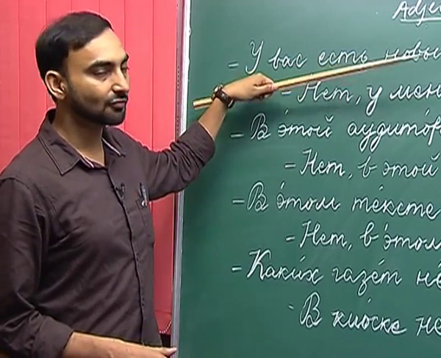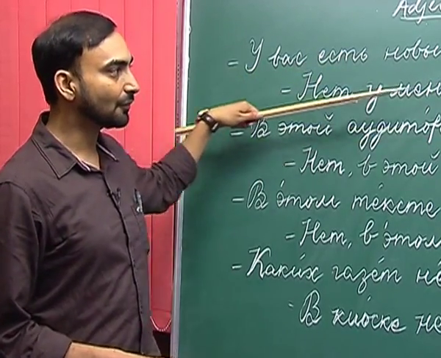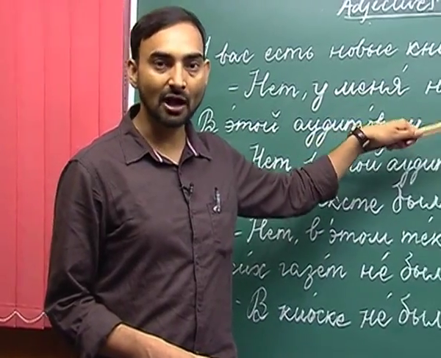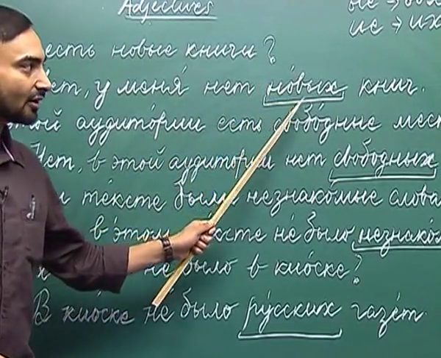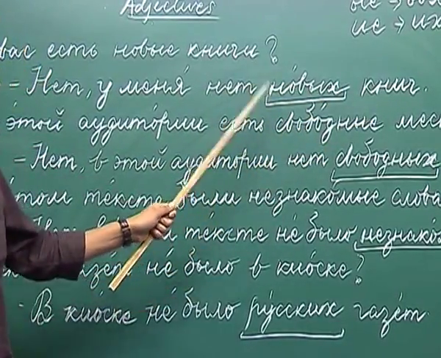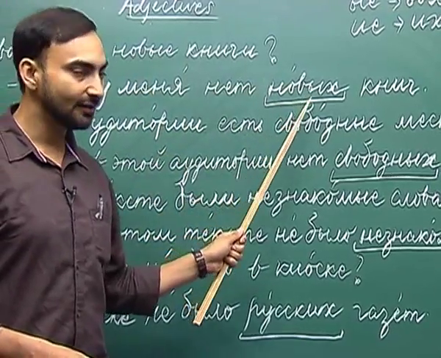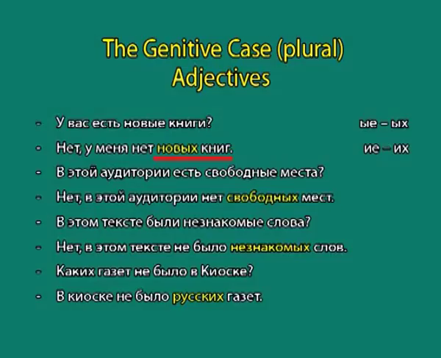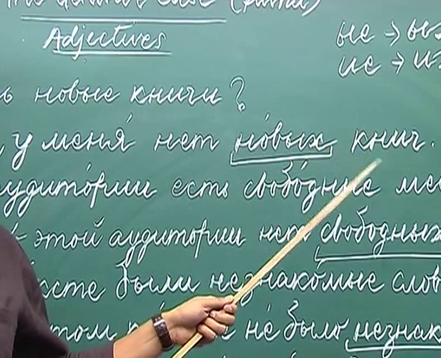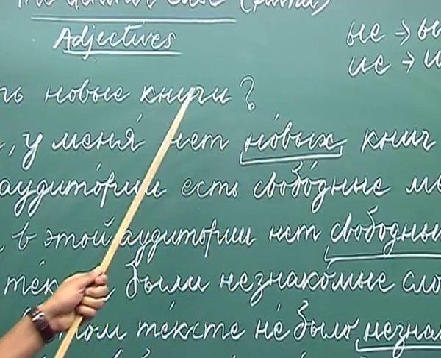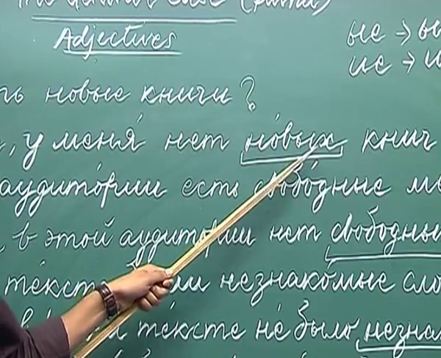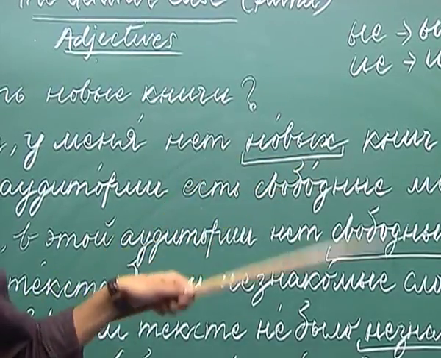But if you answer this question in negative, then we are supposed to use the genitive case of nouns. Нет, у меня нет новых книг. As you can see, новые has changed to новых, and книги to книг. Книг is the genitive case of the plural noun книги, and новых is the genitive plural of the adjective новые. So, this is how we change an adjective in the genitive plural.